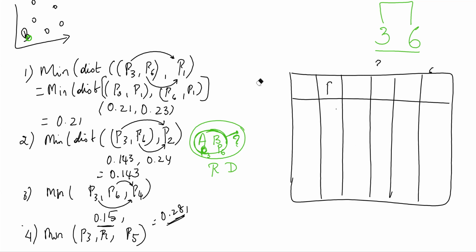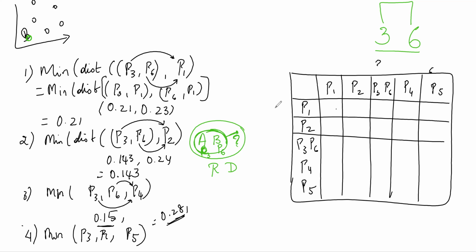It will have P1, the point remains the same. It will have P2, even this point remains the same. What is the new cluster that we have formed? P3, P6. So I'll have a new cluster point there. I'll have the P4 point. I'll have P5. And again, I'll have P1, P2, P3, P6, P4, and P5, because I've already formed one cluster. So I have the data with respect to that.